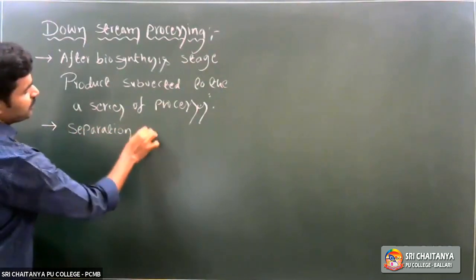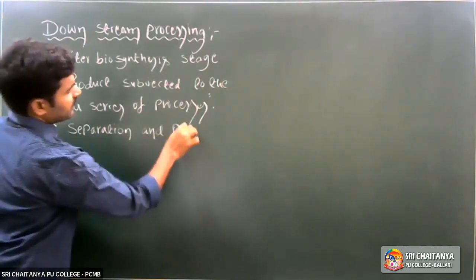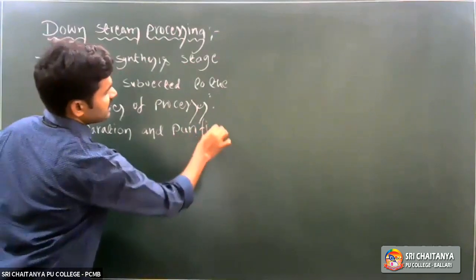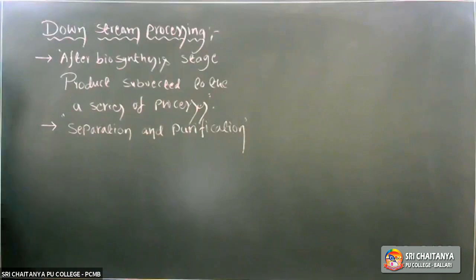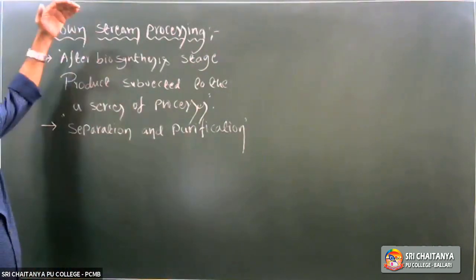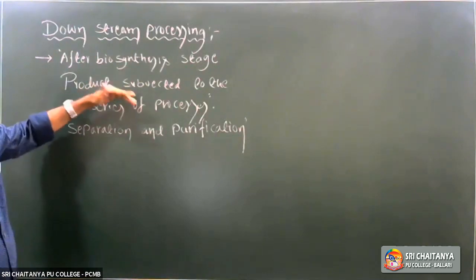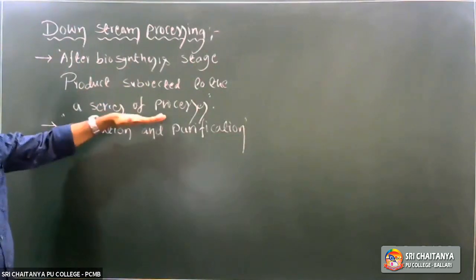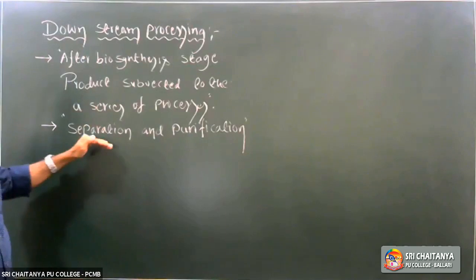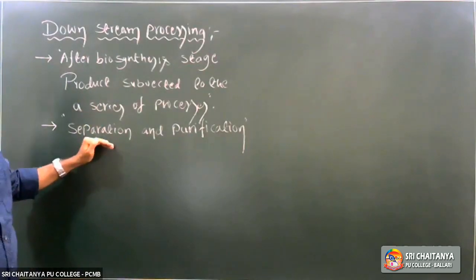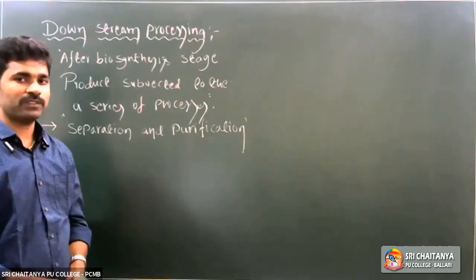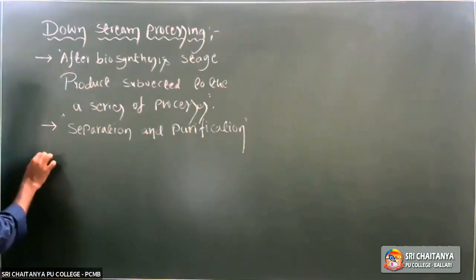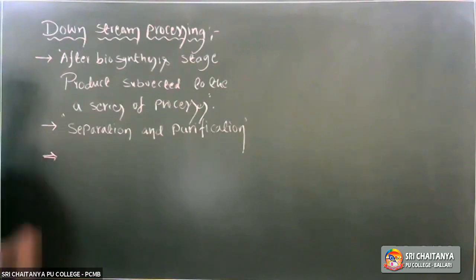Separation and purification collectively known as downstream processing. Write down the definition for this. First one: after the biosynthesis stage, that product is subjected to a series of processes called downstream processing. Otherwise, separation and purification techniques are collectively known as downstream processing. First come to the separation technique.